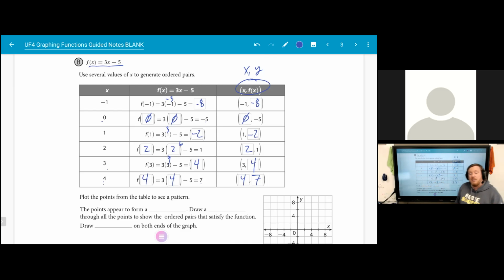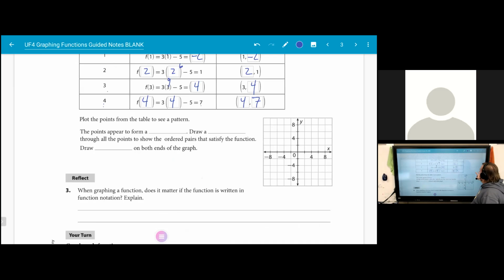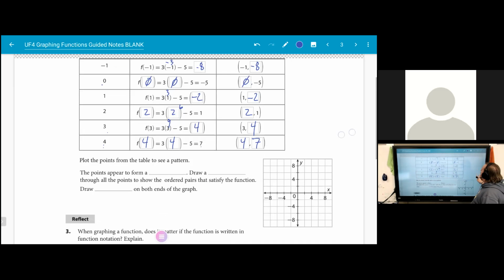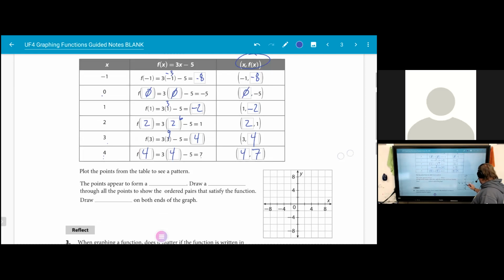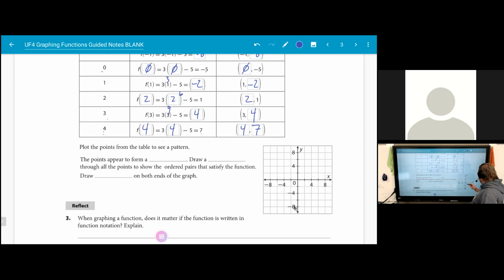Okay. Now remember, we are graphing this one on the whole domain of all real numbers. All we're trying to do right now is get enough points so we can understand what this is going to look like. And if we plot these, the points appear to form, well, let's find out. It's a line, by the way. -1, -8; 0, -5; 1, -2; 2, 1; 3, 4; and 4, 7.